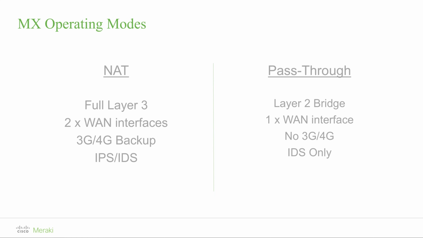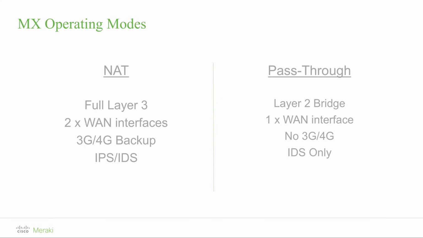In this instance, you cannot have more than one interface connected to the MX, so you only have one WAN interface. Second, there's no 3G, 4G backup, so you cannot use the USB port that we have there to connect your 3G and 4G. For features like site-to-site VPN, yes, you'll be able to establish site-to-site VPN. For features like intrusion detection and prevention, it will only work in intrusion detection mode. It wouldn't prevent any threats. It will just notify you, and then it's up to you to go and prevent these devices.